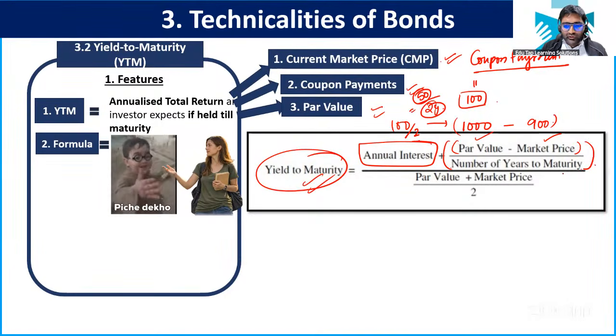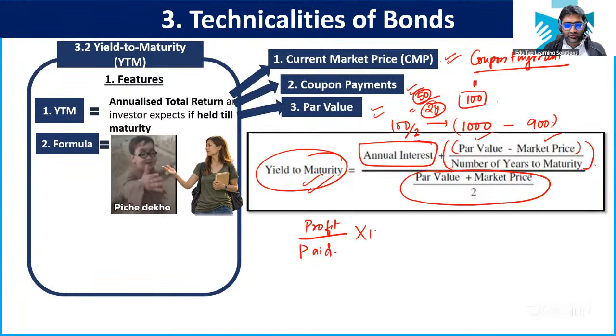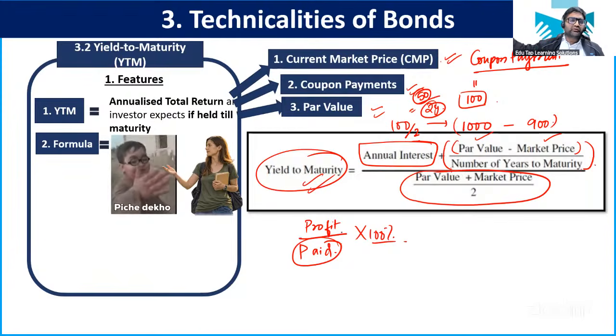Now all of this is divided with something. Okay, what is this in the denominator? In the numerator we have the profit, and the denominator is whatever you have paid. Generally, whatever you are going to pay, then multiply it by 100%, of course. What happens with this particular bond is that the current market price keeps changing, right? The market price keeps changing, but mostly it does not go beyond the par value.